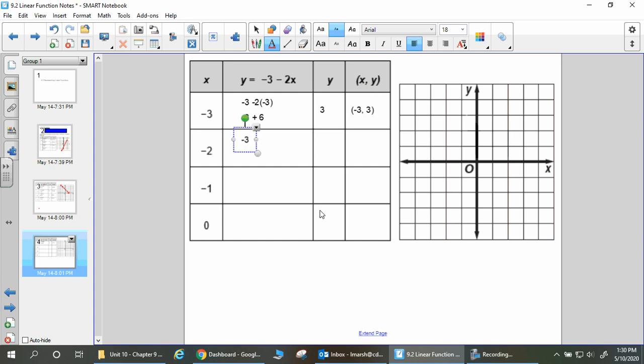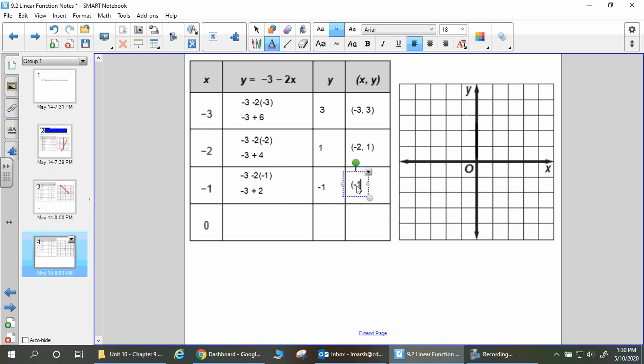Go again. So -3 minus 2 times -2. So I still have this -3. -2 times -2 is +4. -3 plus 4 is +1. So -2, +1 is my ordered pair. -3 minus 2 times -1. So -3. -2 times -1 is +2. -3 plus 2 is -1.